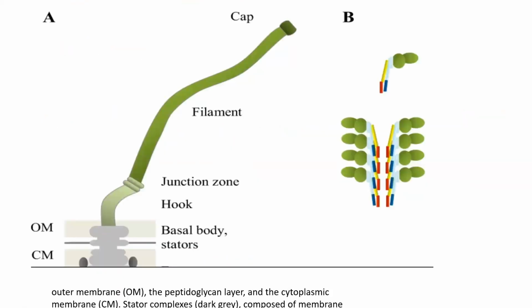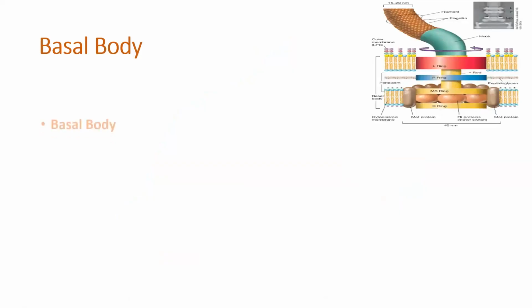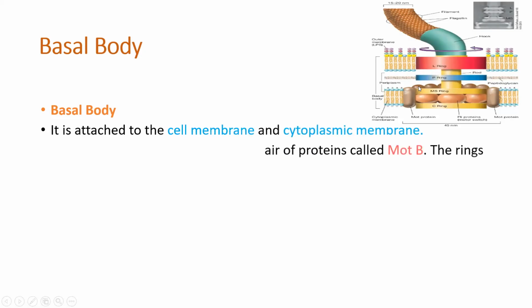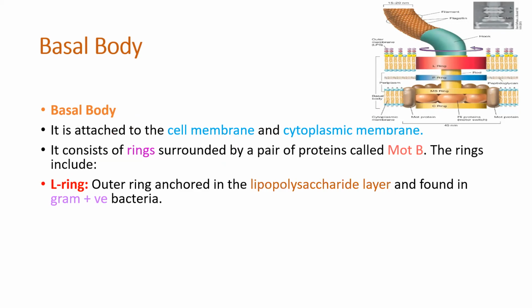Next one, filament. First, I explain the basal body. Look here. This is the basal body structure. The basal body consists of a number of rings. This is the L ring. First one is the L ring, second one is the P ring, third one is the C ring, fourth one is the MS ring.